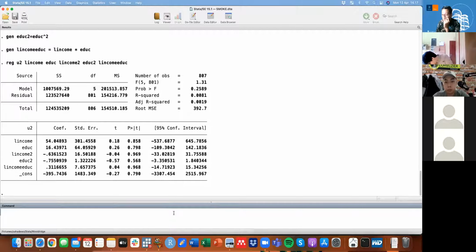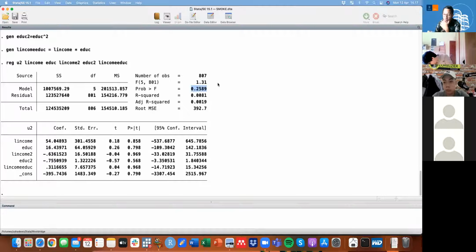Now, if we run this, then you can see that the p-value is actually quite different from the p-value that we get from the previous regression. In this particular regression, the p-value is larger than 0.05. It's also even larger than the 0.10 significance level. What does it mean? It means that we do not reject the null hypothesis. So given the data, we do not reject the null hypothesis.